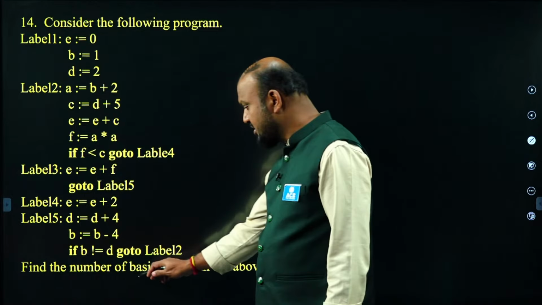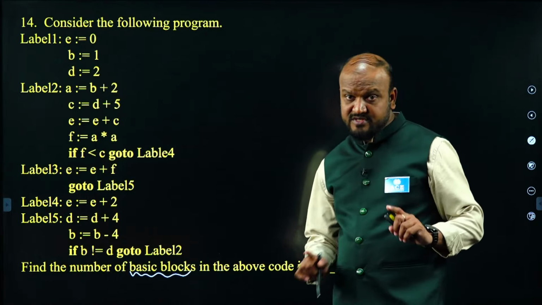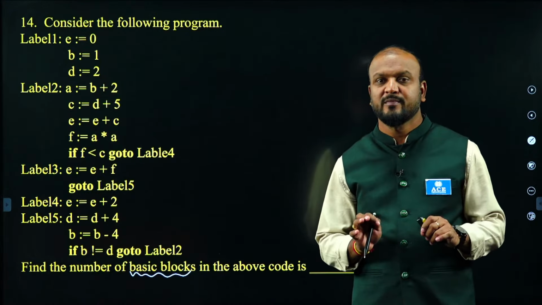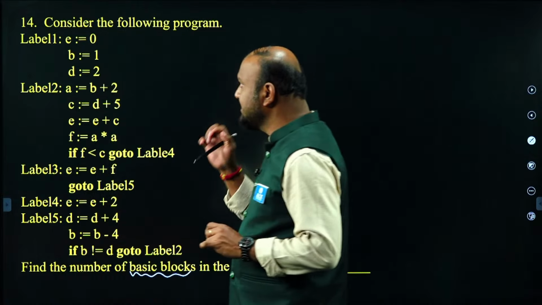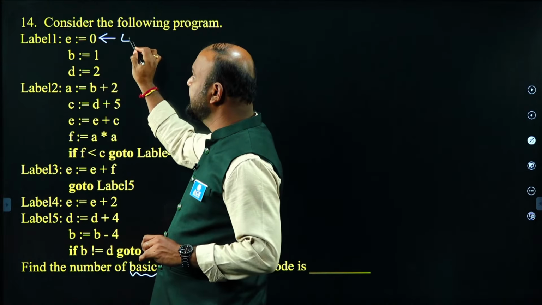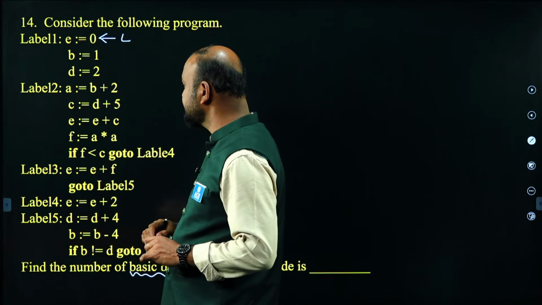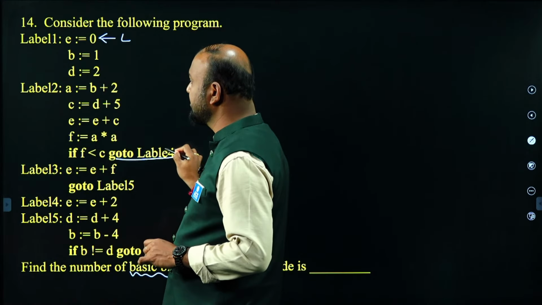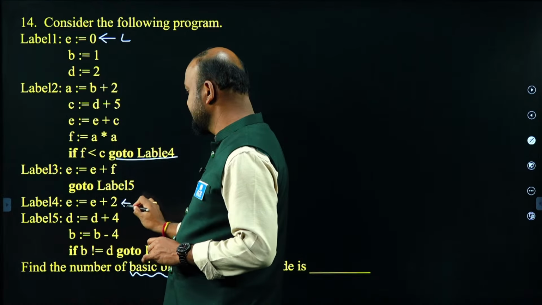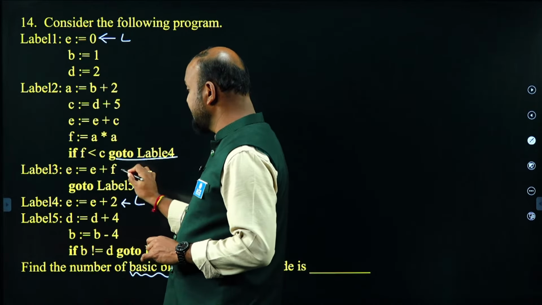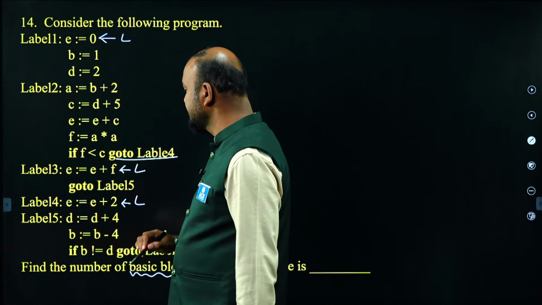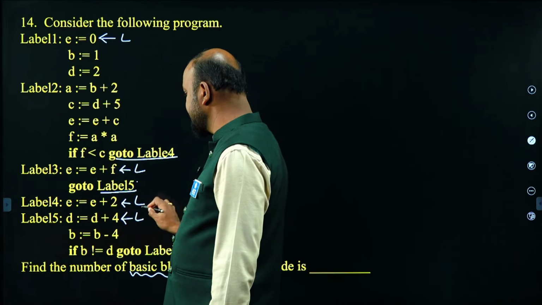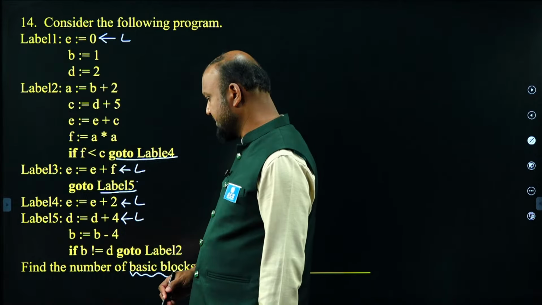The question is find the number of basic blocks. I gave you some simple rule for finding the number of basic blocks. The number of basic blocks equals the number of leaders. Now what is a leader? First statement of the program is a leader, right? And target of any goto statement is a leader. Goto label 4. Where is the label 4? Here. It is also a leader. Its next statement is also a leader. Goto label 5. Where is label 5? Label 5 is a leader. Its next statement is also a leader. Fine, that is also a leader.